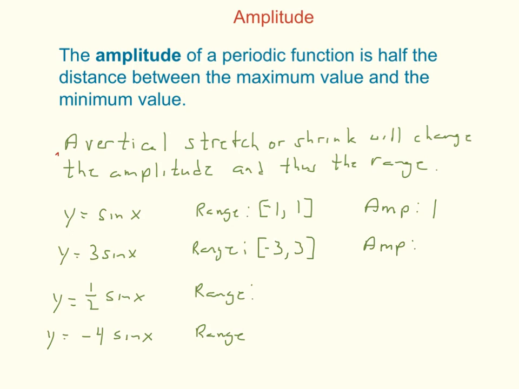Well, my highest value is 3. My lowest value is -3. And so the distance between these two is going to be 6. And thus the amplitude comes out to equal 3.